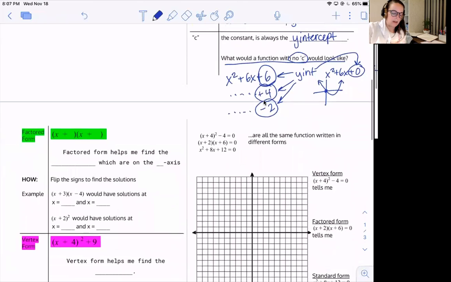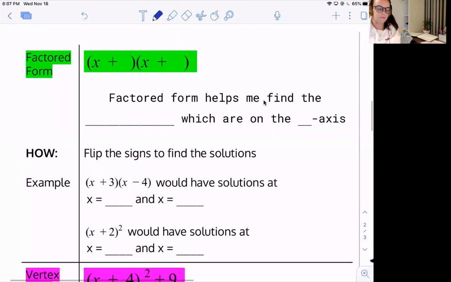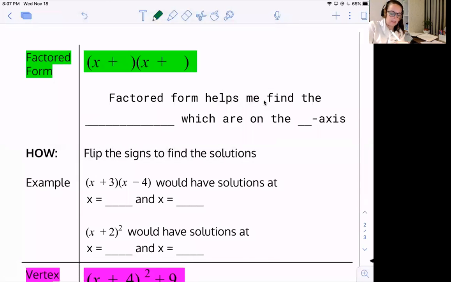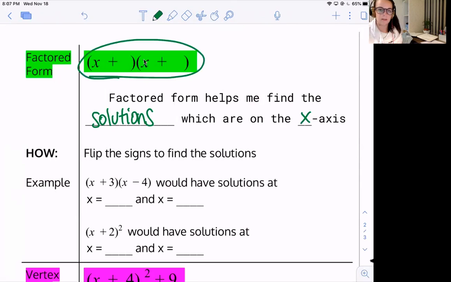The next format that we have is called factored form. The factored form helps me find the solutions, which are on the x-axis. You might remember we're going to flip the signs to find the solutions. We've been doing this since assignment 12. When we see it in this format, it helps me find the solutions. So x plus 3, you might remember, would be negative 3. X minus 4, we're going to flip that sign to be positive 4, like this.